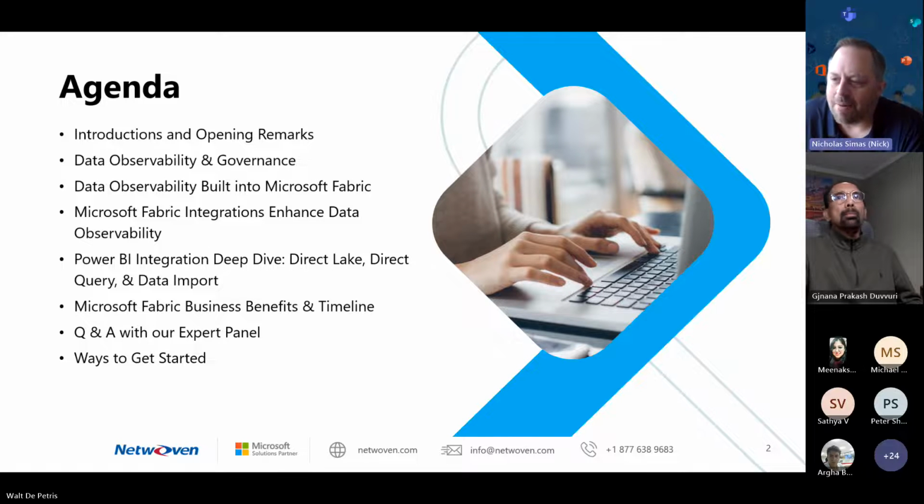Today, we'll be learning about the importance of data observability and proper data governance and how Microsoft Fabric can help in these areas. We'll also spend some time looking at Power BI integration and how it and other Microsoft data technologies such as Direct Lake, Direct Query, and data import can help you better understand your data. We'll finish up with a Q&A session with our panel of subject matter experts.